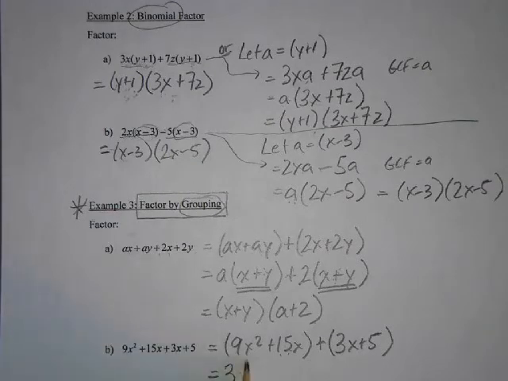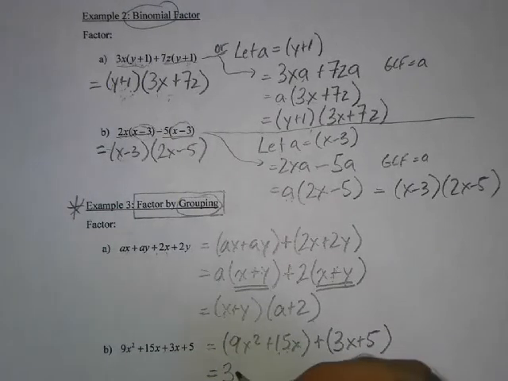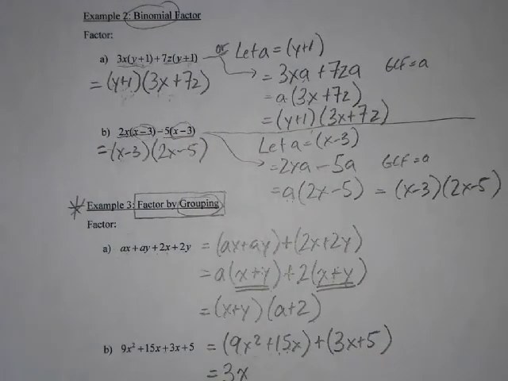So I've got a 3, and then I look at the variables. I have x's in both, so that means x will be part of the greatest common factor. And what exponent should that be? Well, I have a 2 and a 1. Pick the lowest, so it's a 1. So it just stays as 3x. And then you kind of break this out.